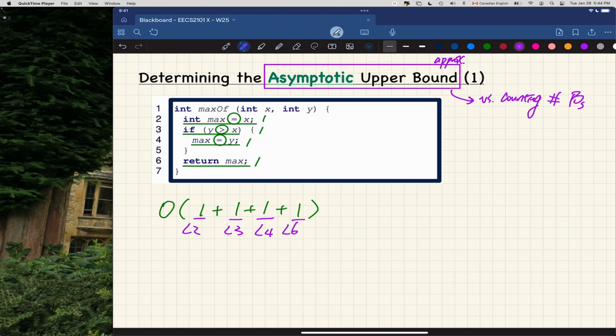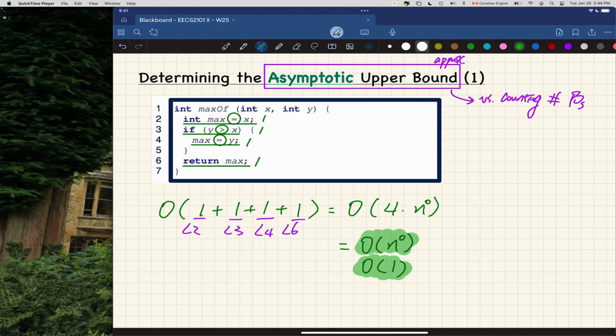And I can simplify that a little bit. It's going to be 1, 2, 3, 4, which will be 4 times n to the power of 0. The highest power is 0, so drop the multiplicative constant. There's no other lower term. So this one should finally be big O of, you can either say n to the power 0, or you can say big O of 1. Either way works. All right, so this will be the answer for the first problem here. Should be straightforward, right?